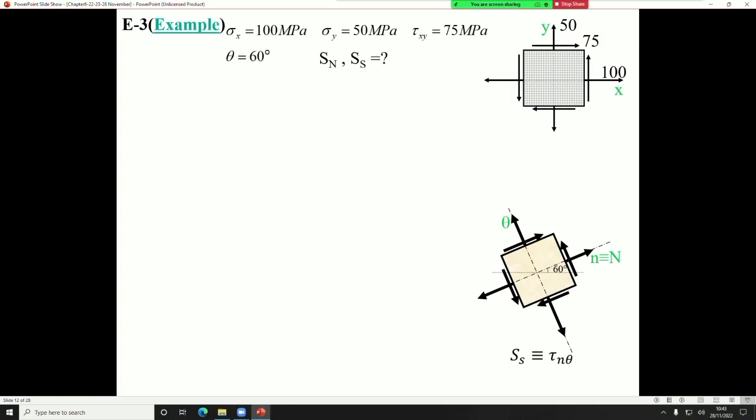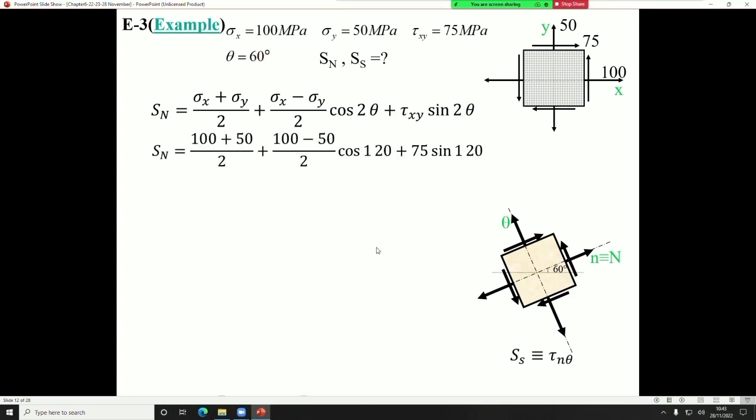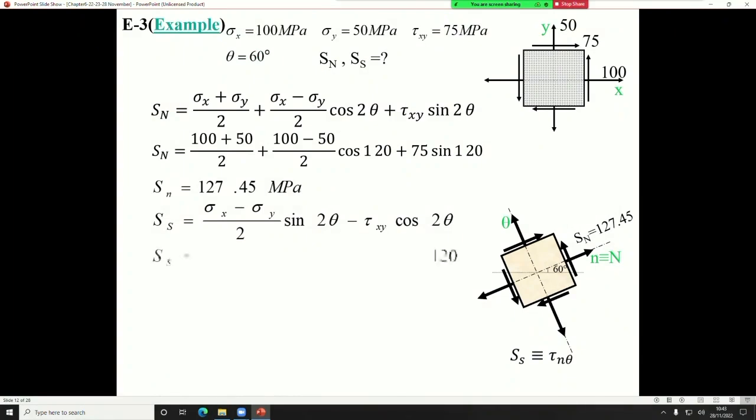So these are the two equations. So sigma x is equal to 100. Sigma y is equal to 50. And shear stress is 75. Theta is equal to 60 degrees. So cosine of 2 theta is cosine of 120 degrees, sine of 120 degrees. I substitute the values. So the normal stress acting on this plane is 127.45 megapascals. The shear stress, I find it from this equation. So here we've got sigma x again, sigma y, shear stress. So the shear stress is 59.15 megapascals. I've also, on this slide, found for you S theta, the normal stress acting on this plane.